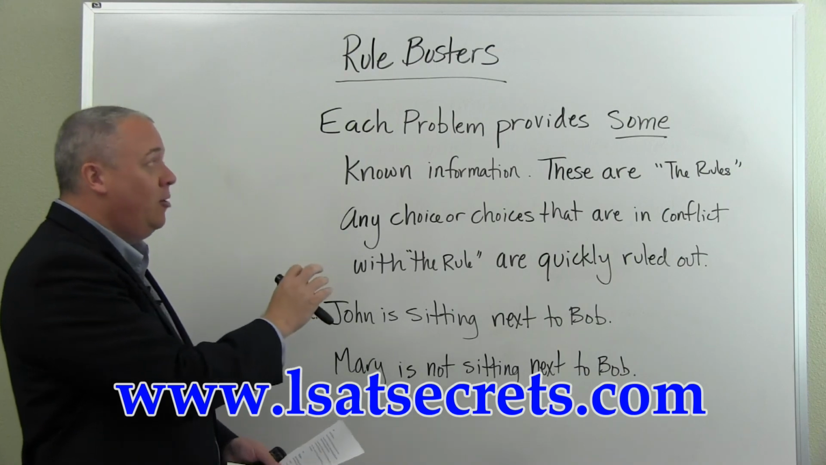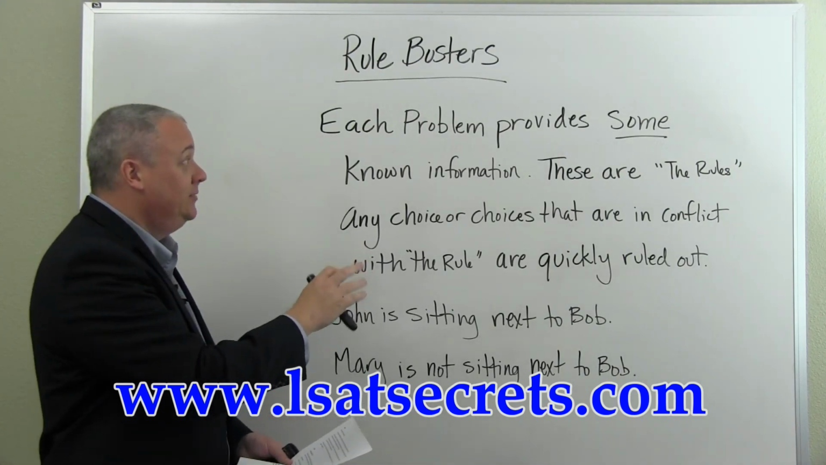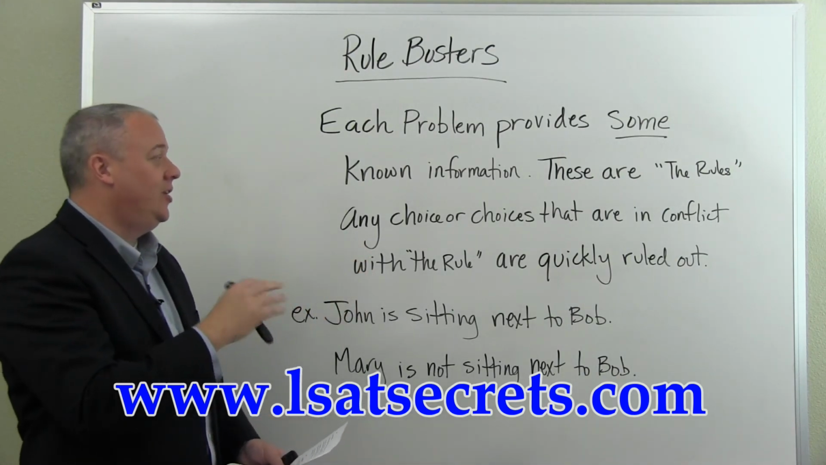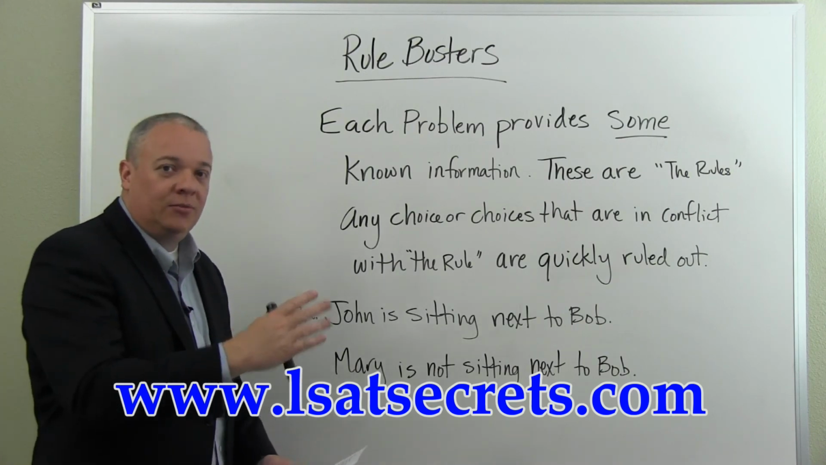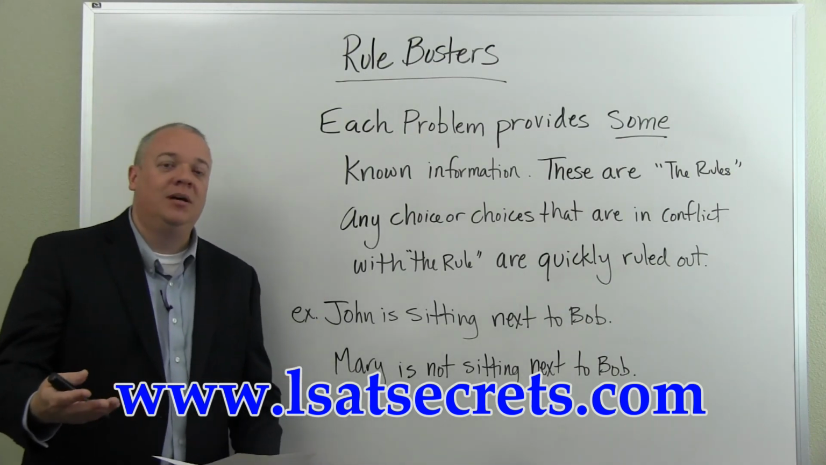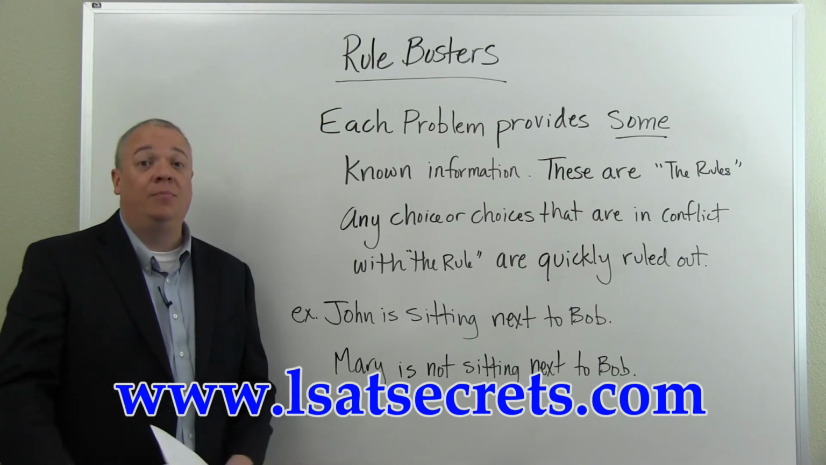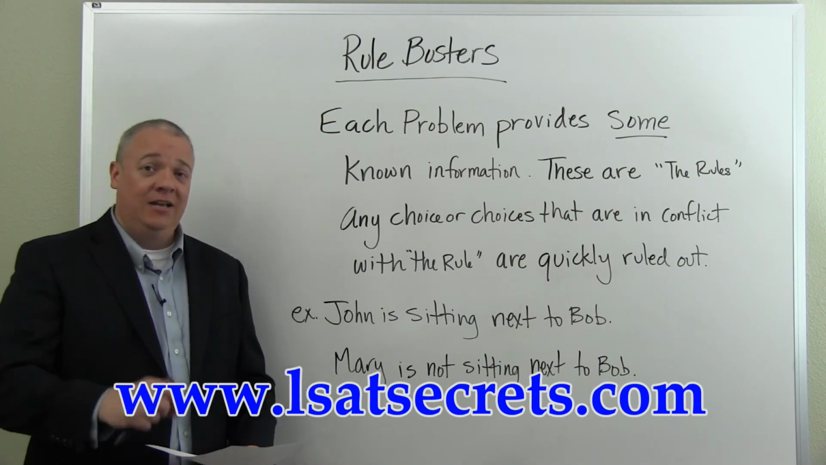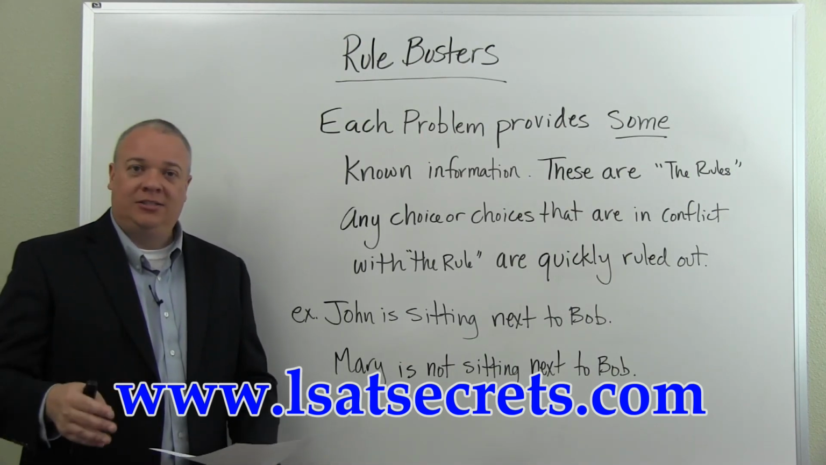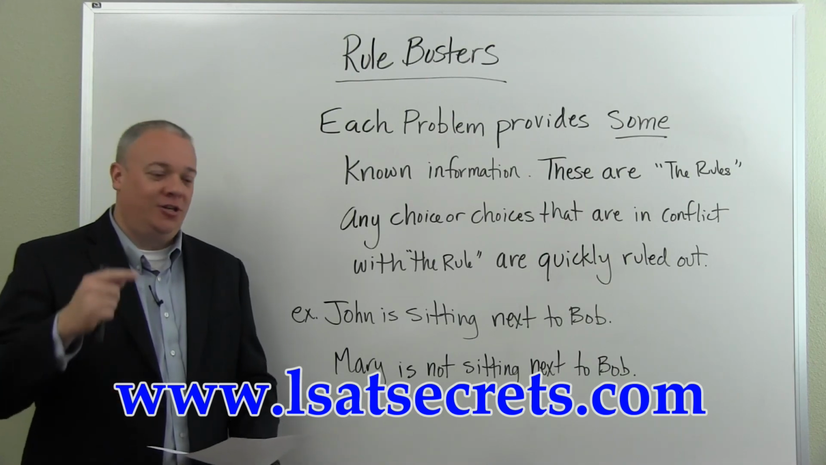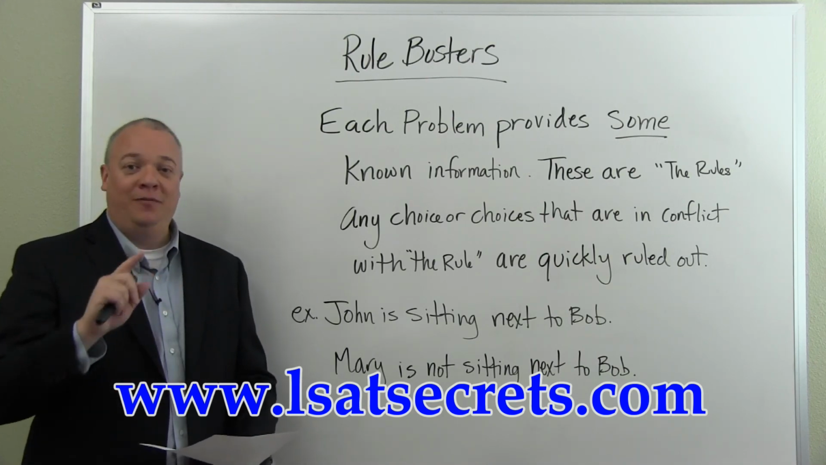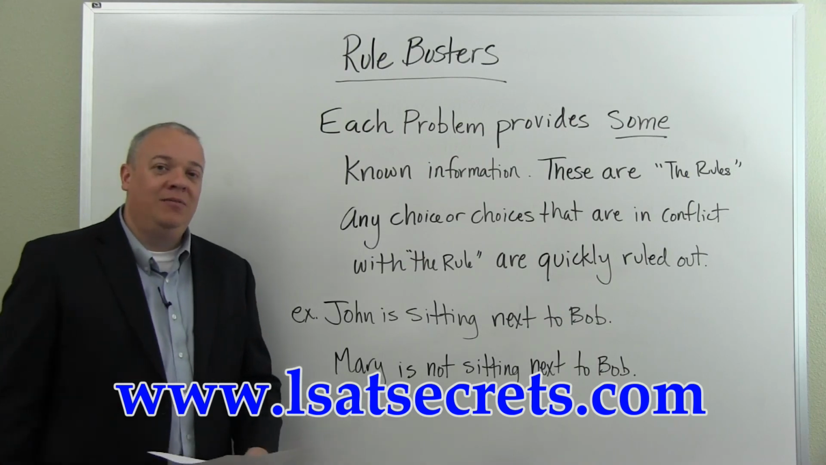Each problem provides some known information. This information are the rules. Any choice or choices that are in conflict with the rule, quickly rule them out, and then you're left with some fewer options to go from there, and it can help you make a more educated guess if you don't know the answer. I'll say it again. If you know the answer, you always go with what you know. But if you're not certain, this can be very helpful.